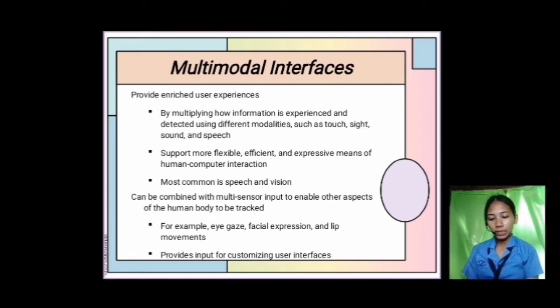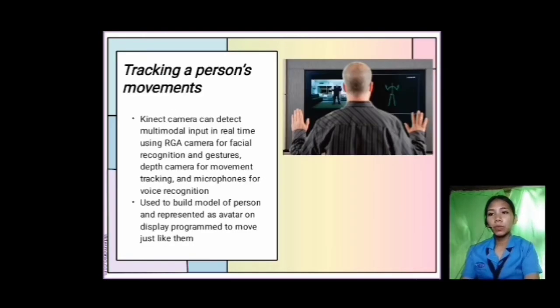Multimodal interfaces allow people to use multiple inputs at once to carry out tasks on a mobile device. The advantage of multimodality is that the weakness of one input is overcome by the strength of another. Tracking a person's movement, the Kinect camera can detect multimodal input in real time, using an RGB camera for facial recognition and gesture, a depth camera for movement tracking, and microphones for voice recognition.